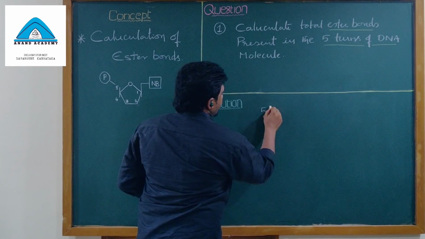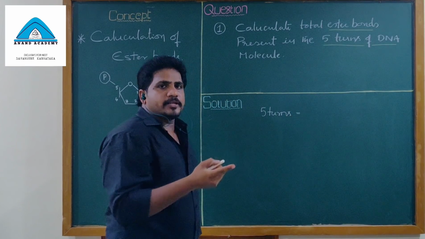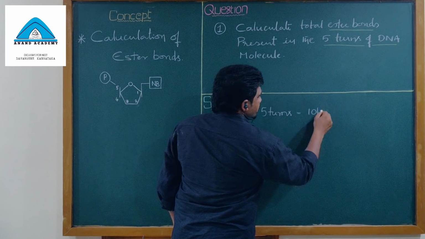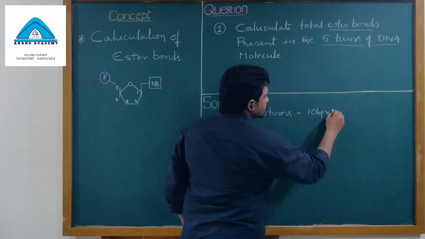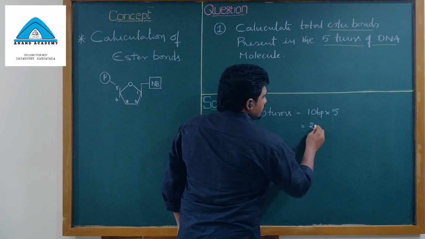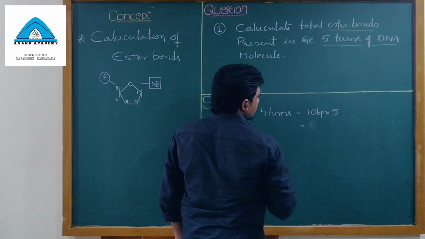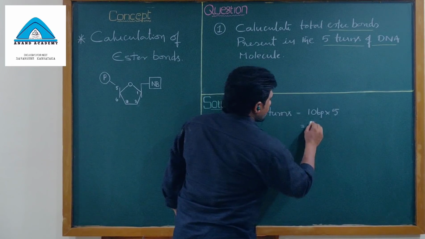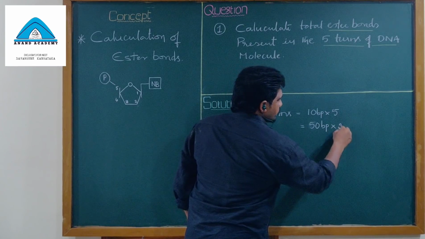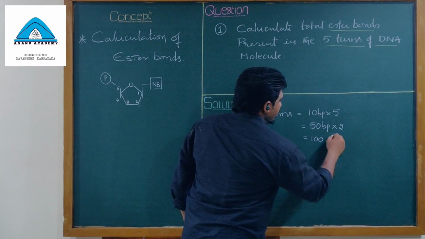So 5 turns is equal to, for each turn how many base pairs are there? 10. So 10 base pairs into 5 turns, that is equal to 50 base pairs. 50 base pairs means how many nucleotides? To get nucleotides, we have to multiply with 2. That is 100 nucleotides we got.